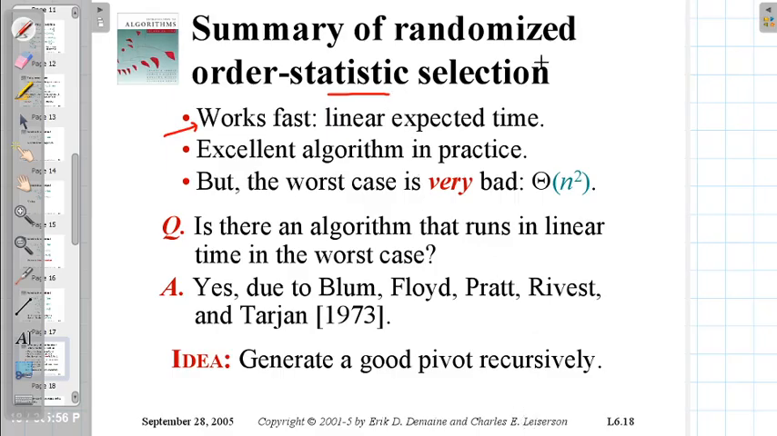So, a summary of randomized order statistics: expected linear time, an excellent algorithm in practice, but the worst case may be very bad, Theta(n^2) time, as we have discussed. Now the question is: is there an algorithm that runs in linear time in the worst case? Linear time in the worst case, not the expected running time. We are not looking for the randomized one.